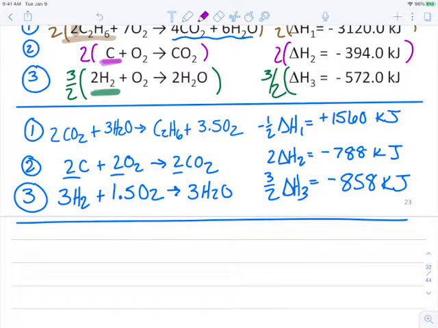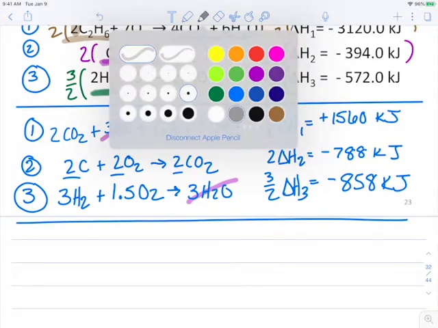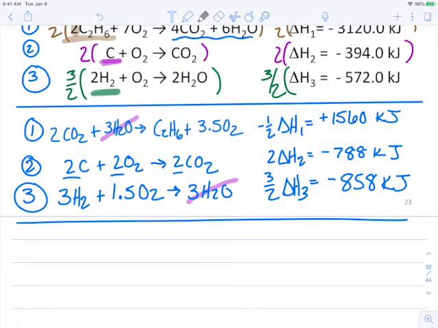All right, so I see H2O and CO2. So here is 3H2O and 3H2O. And let's move on to that CO2. So I see 2 CO2s and 2 CO2s. Anything else that we might be able to cross out?